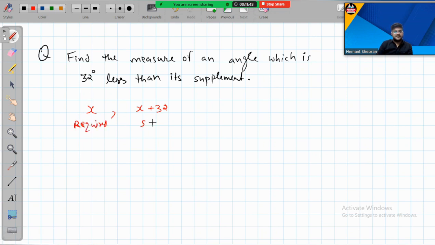Then 2x equals the supplement of 212, so x equals 106 degrees. So we will add them up and you will get 180.